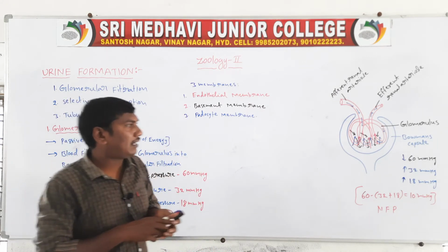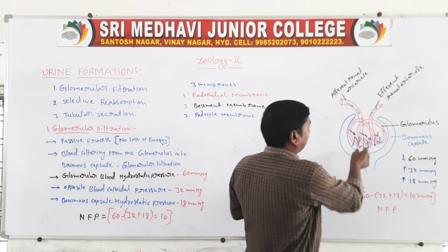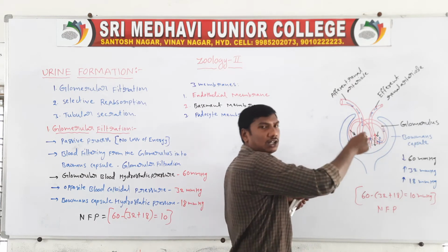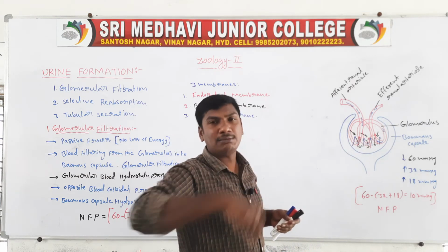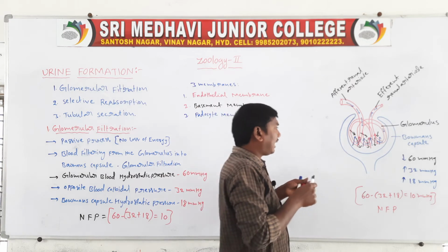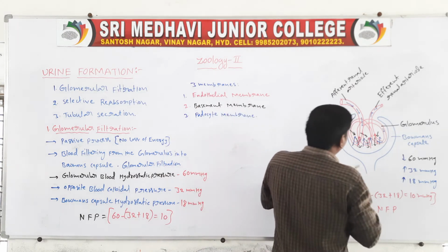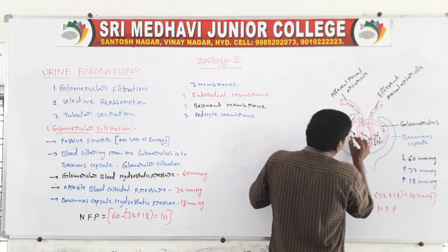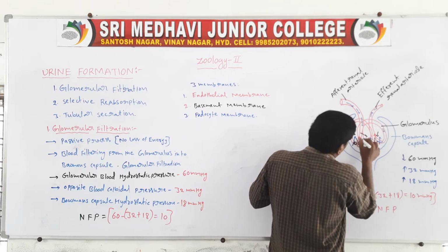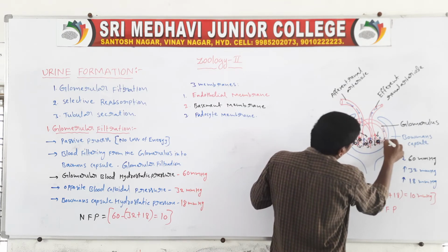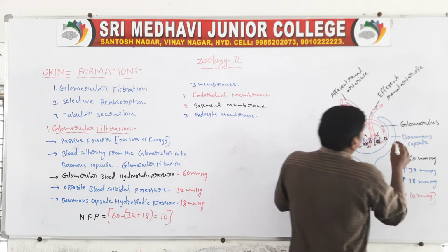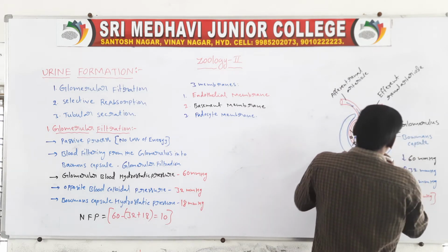These are the blood vessels, the glomerulus. The glomerulus contains an endothelial membrane and a basement membrane. The endothelial membrane contains small pore-like structures, called penetrations.